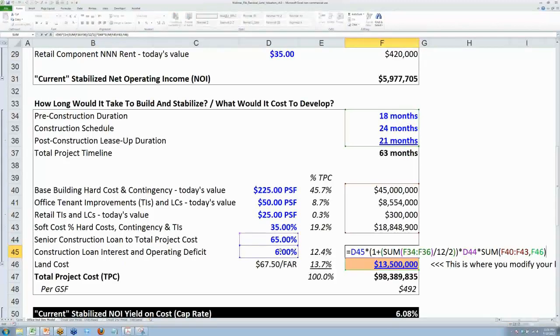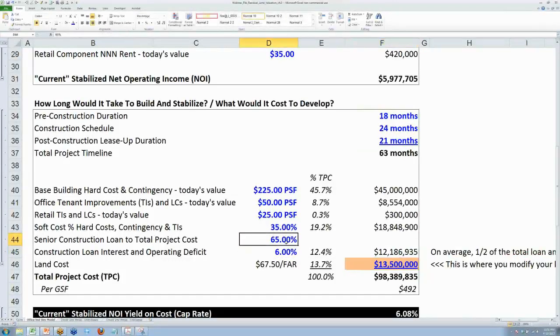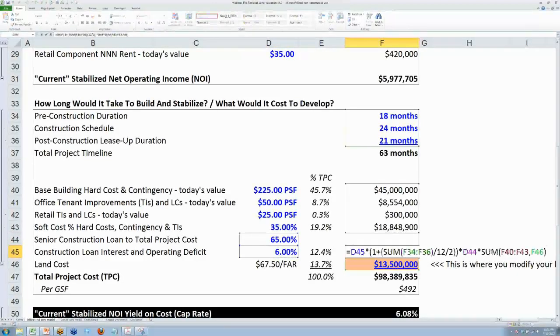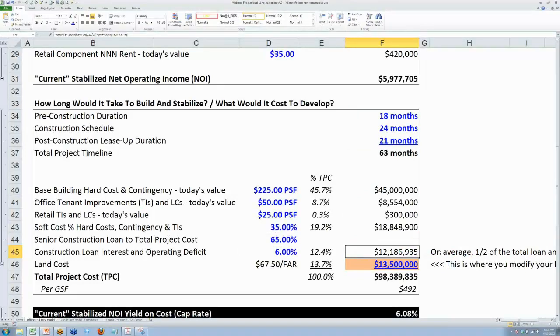And so what we do here is the following. We say, all right, I'm assuming I get a 65% loan to cost for the construction of the asset. Let's say it's at 6% and it's going to capitalize the interest. And so we can run this formula here, which is going to take the total number of months and then divide by 2 to figure out on average, roughly speaking, what would my total interest be for a total loan period of 63 months. And so we have a note here which says on average, 1/2 of the total loan amount is outstanding over this entire 63-month timeline. And this is, again, roughing it, but we need to have something in there.